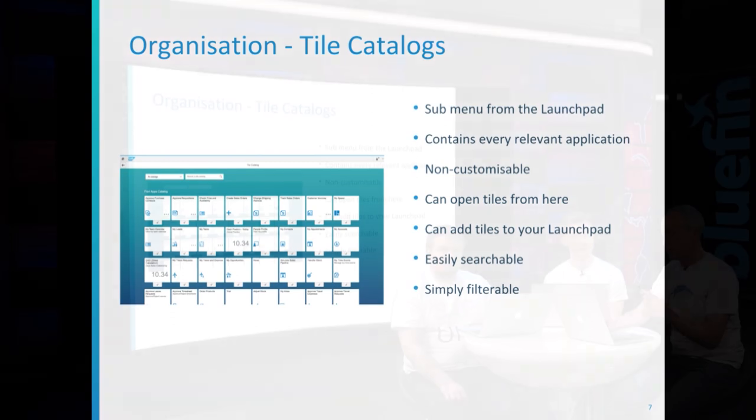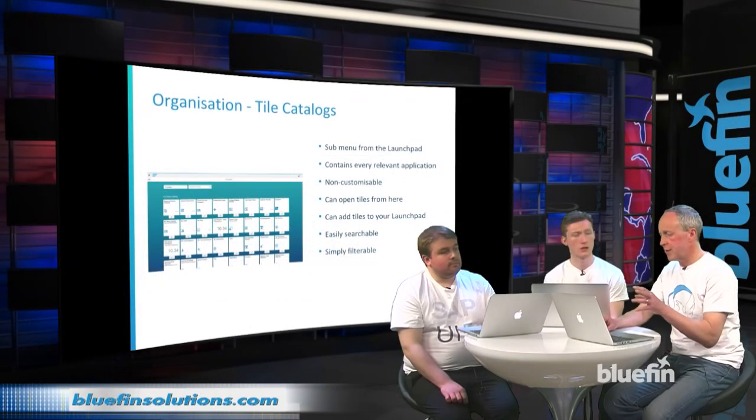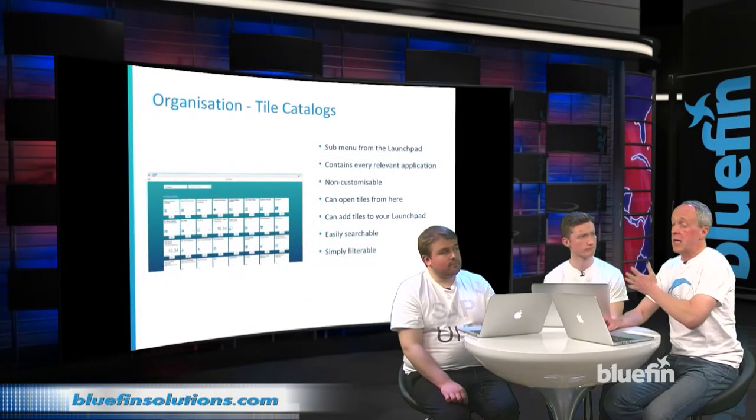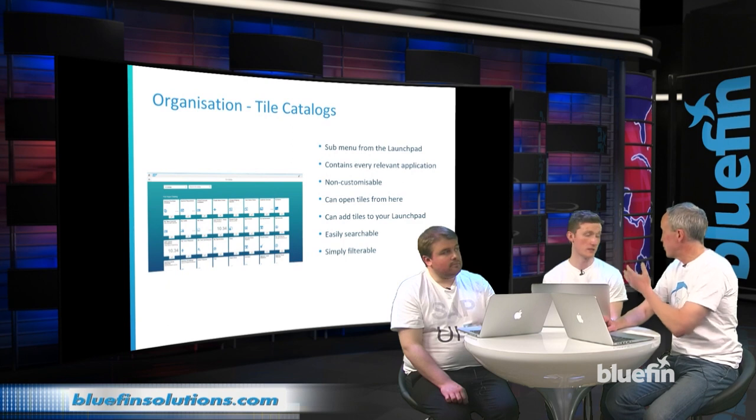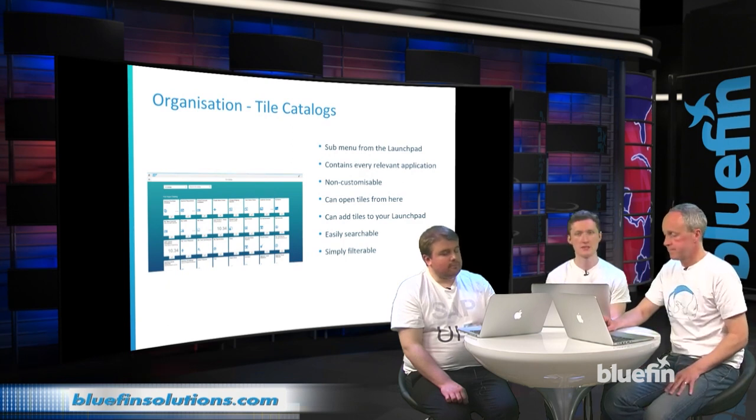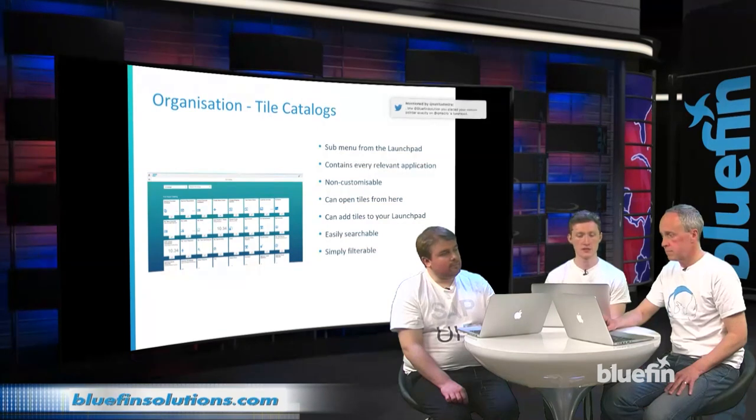I think it's also fair to say that it's not just applications that these tiles access. So you could have a catalog of KPIs, for example. Yeah, absolutely, which we'll come onto. Yes, exactly. Some examples of those in a bit. But yeah, probably should have said that. It's not just application shortcuts. They don't have to be shortcuts to anything. They can just be charts and, as DJ says, KPIs.